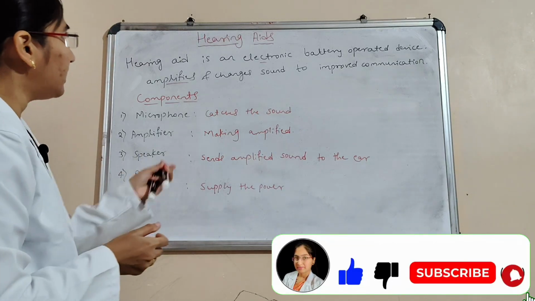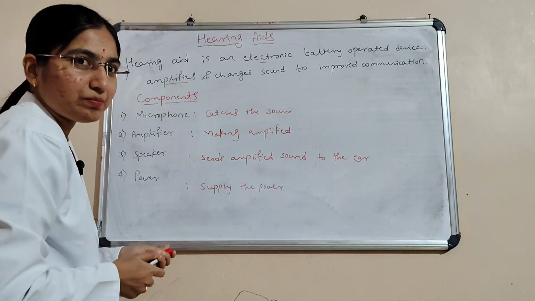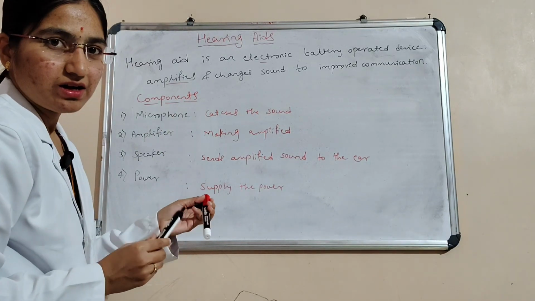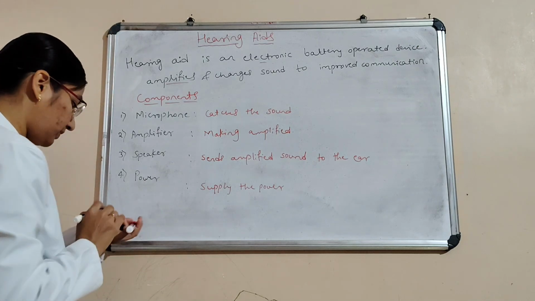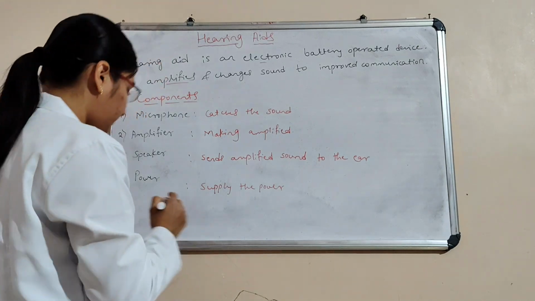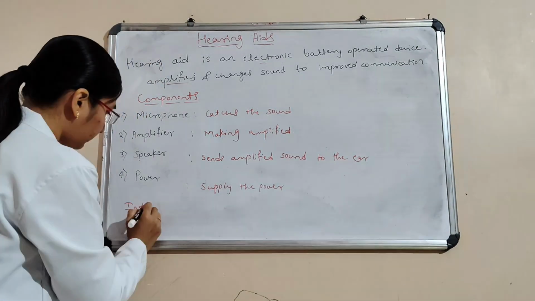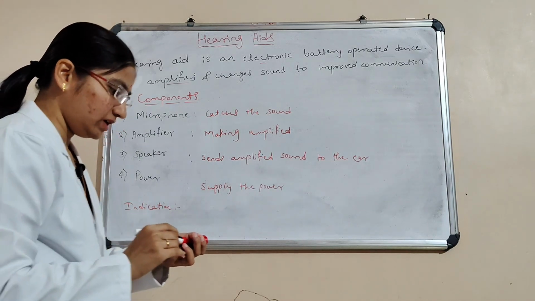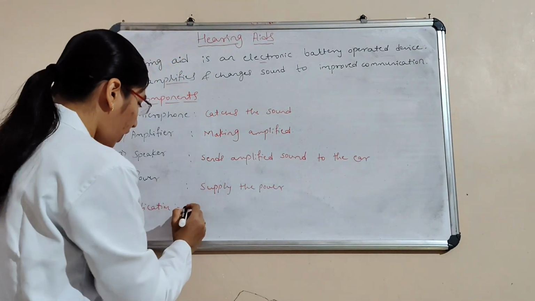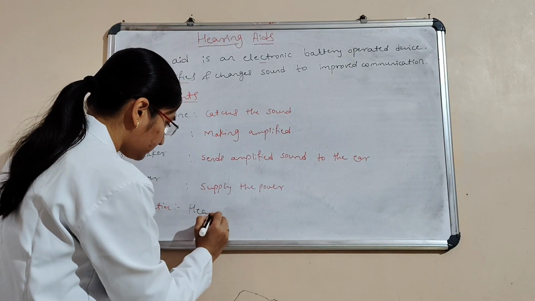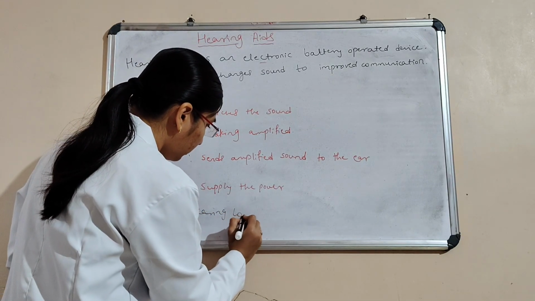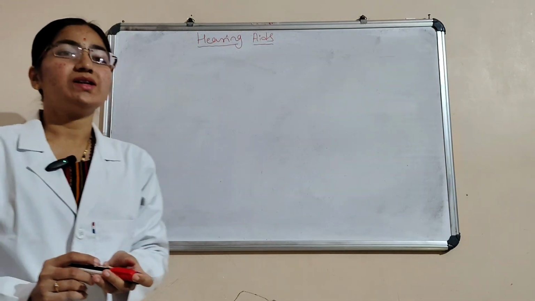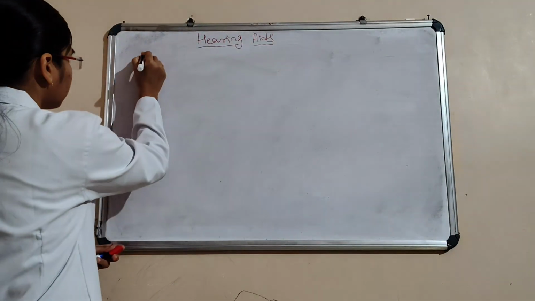And then the indication of a hearing aid. What is the indication here? The indication is hearing loss. The indication of that hearing aid is hearing loss. Next we'll see the types of hearing aids.